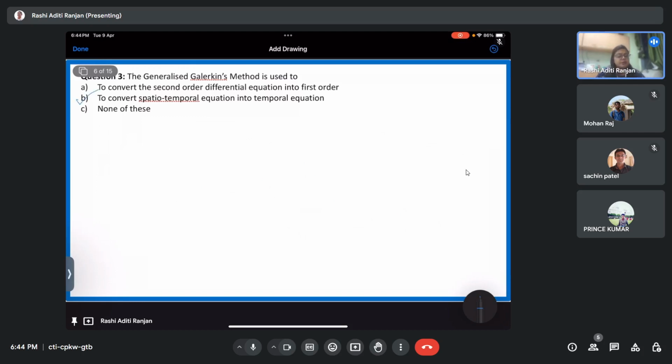Now, what is a spatio-temporal equation? A spatio-temporal equation is an equation which considers variation with both space and time.